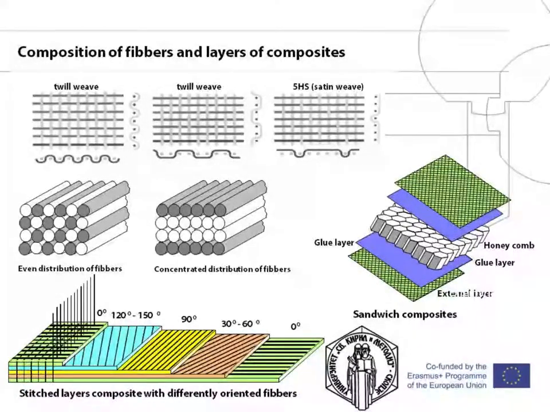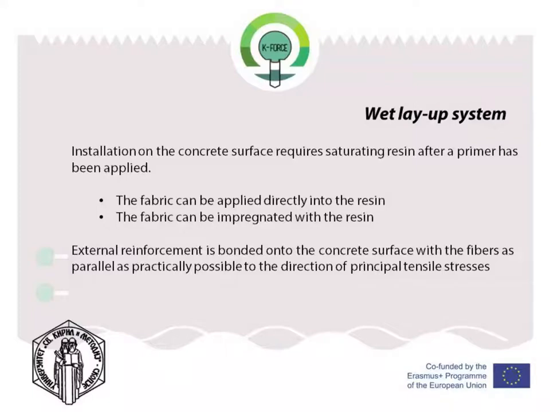These same parameters allow the tailoring of the mechanical properties of the composite to the specific property requirements of the end product application. This is a major feature of the composite materials that allows their efficient use in a highly stressed application. The basic FRP strengthening technique involves the manual application of a wet layup system by means of cold cure adhesive bonding. External reinforcement is bonded onto the concrete surface with the fibers as parallel as practically possible to the direction of principal tensile stress.